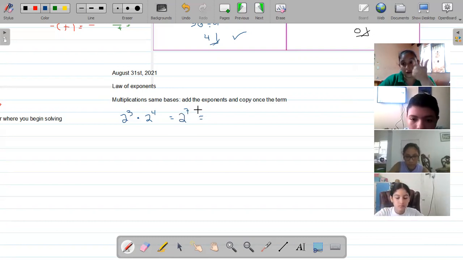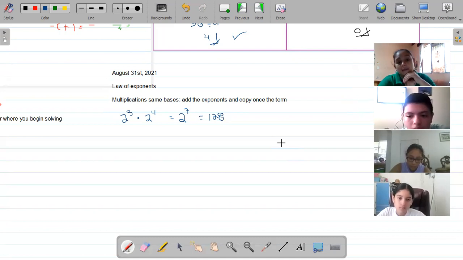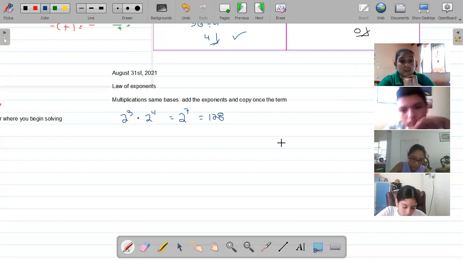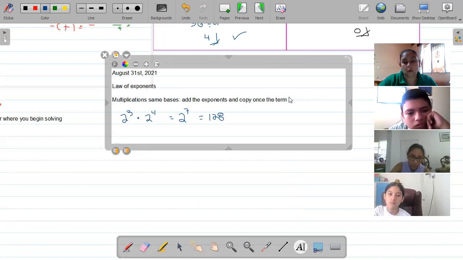So we're going to multiply 2 times 2, that is 4, times 2, that's 8, times 2, that's 16, times 2, that's 32, times 2, that's 64, times 2, that's 128. So 2 to the 7th power is 128, okay? And that is multiplication of same base, okay? We saw that last school year. Okay, that's the first one, multiplication of same bases.